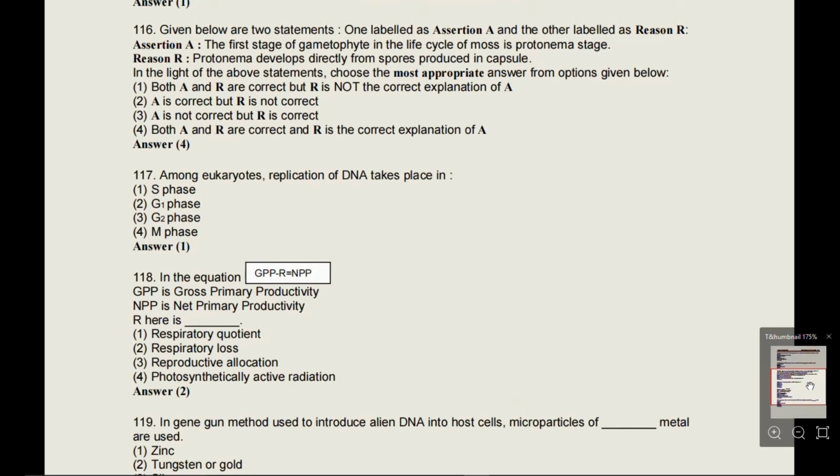The next one is: among eukaryotes, replication of DNA takes place in option first, S phase. This question is taken from Genetics and Evolution, Chapter 5 Molecular Basis of Inheritance. In eukaryotes, the vast majority of DNA synthesis occurs during S phase of the cell cycle, and the entire genome must be unwound and duplicated to form two daughter copies. So the answer is option first, S phase.